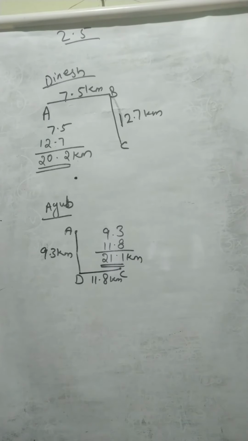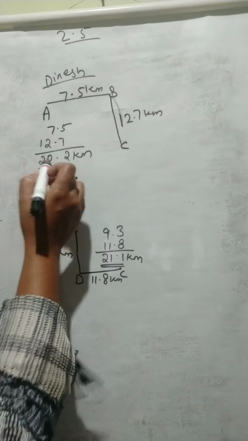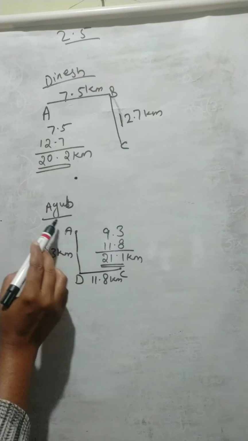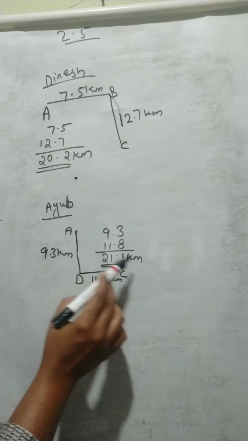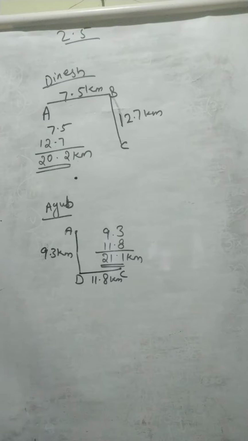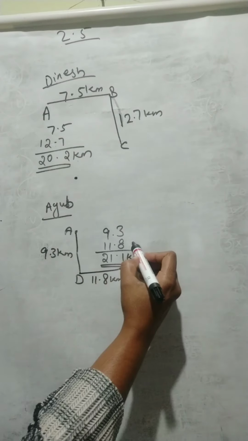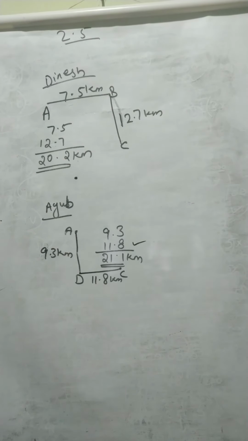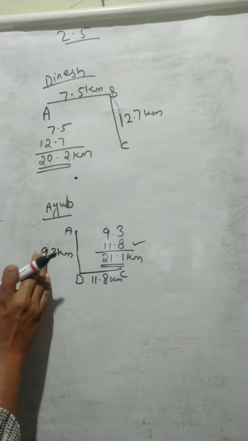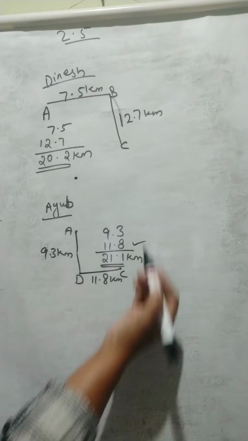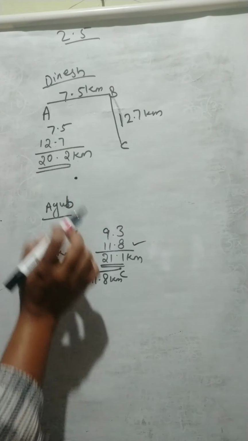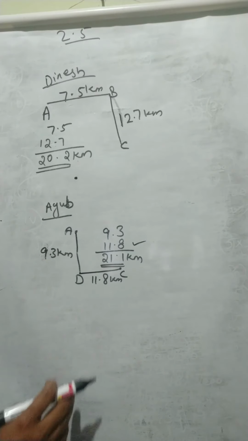21.1 kilometer for Ayub also. So Dinesh traveled 20.2 kilometer and Ayub traveled 21.1 kilometer. Who traveled more? That is Ayub traveled more. So what is the difference between these two kilometers? We have to subtract the smaller number from the higher number.